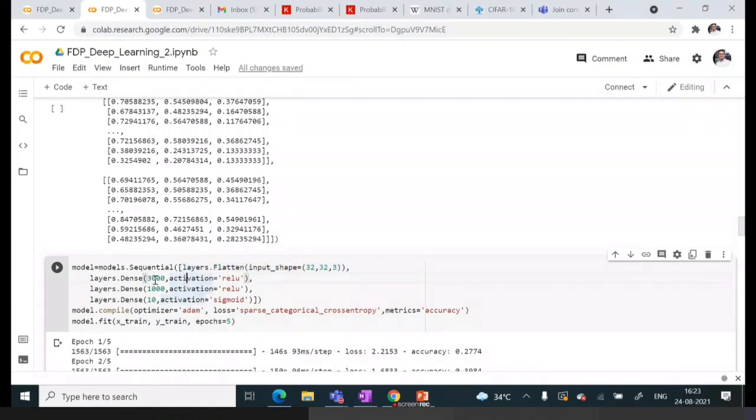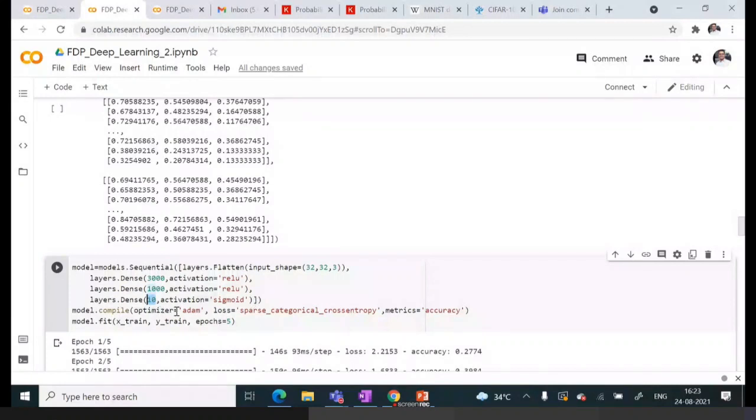Then we have one hidden layer of size 3000 neurons, and one more hidden layer of size 1000 neurons. The underlying activation functions are ReLU. And finally, we have 10 classes. Why is it 10? This 10 is mandatory because we want to classify our object into one of these 10 classes. So we write down these 10 neurons corresponding to the output layer, and the final activation function is nothing but sigmoid.